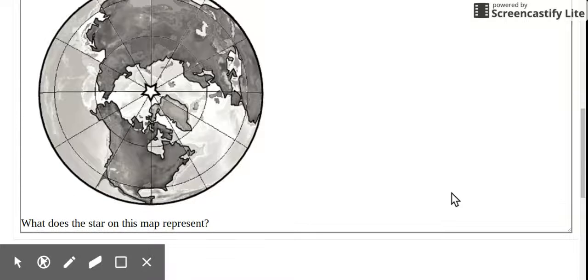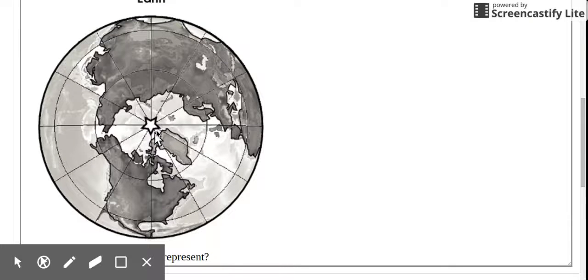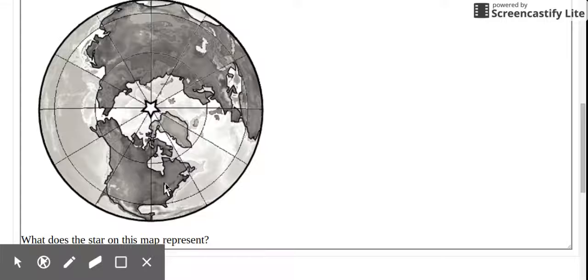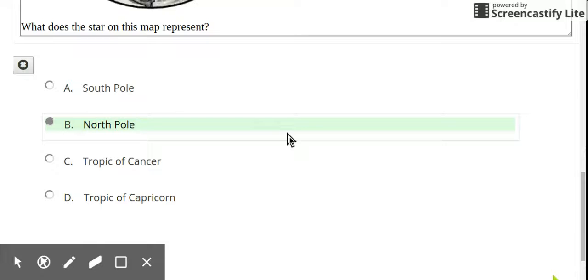But just to go over this question anyway, it says, what does the star on the map represent? And look right here. Here's a star. Probably a good portion of you would struggle figuring out what in the world this is, but hopefully more than half of you would be able to identify that looks like North America. So if this is North America, and I keep going up, up, up to that point, that would be the North Pole.